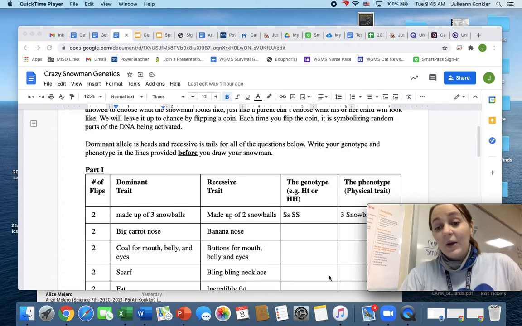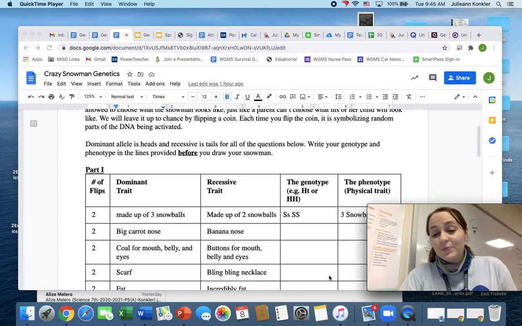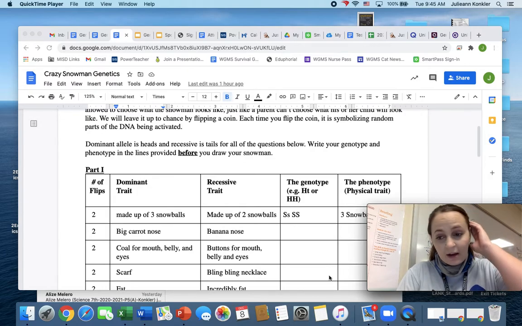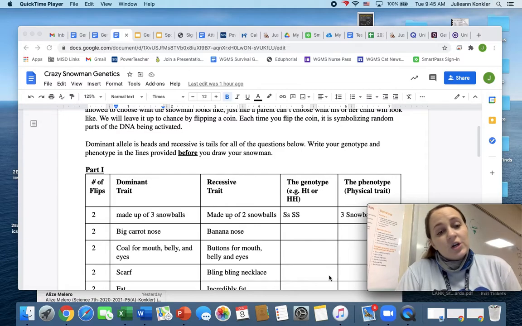Wildcats. So today we are working on some genetic stuff. We're going to do a snowman activity, and then I have the smiley face activity for extra credit. If you finish early, then of course there's review games because we're going to test on Friday.